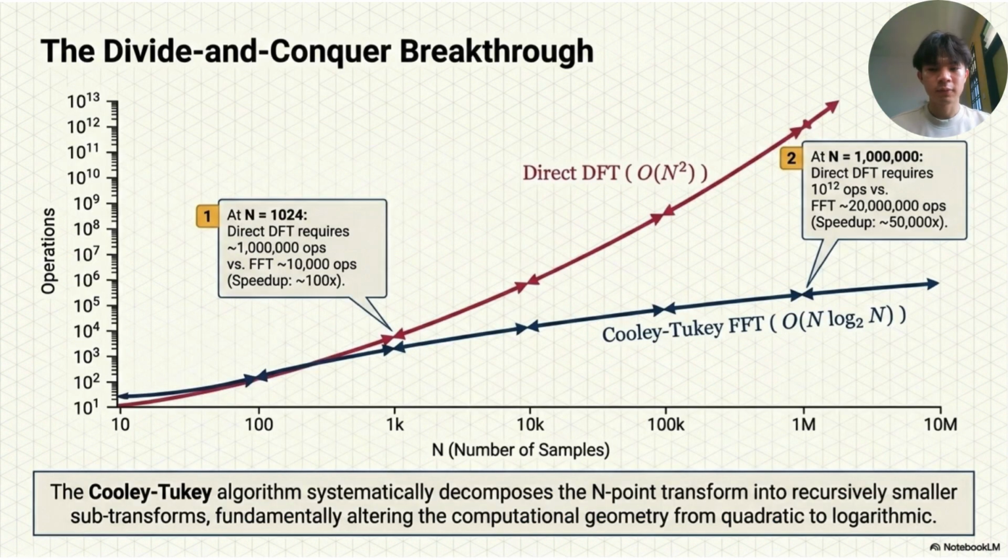In 1965, Cooley and Tukey introduced a game-changing divide and conquer approach that recursively decomposed a large DFT of size N into smaller sub-transforms. This slashes the computational complexity down to O(N log base 2 of N).